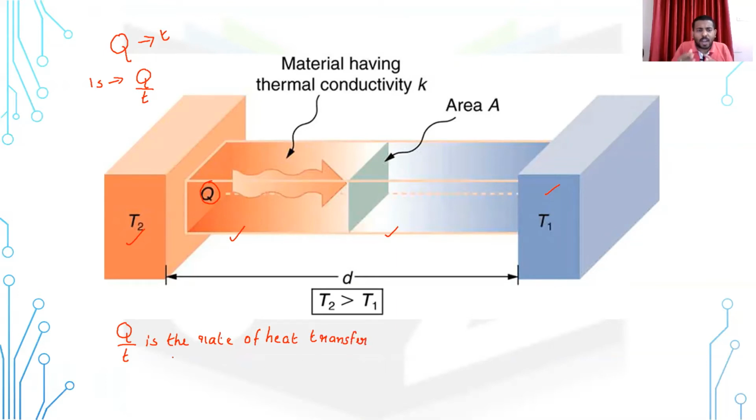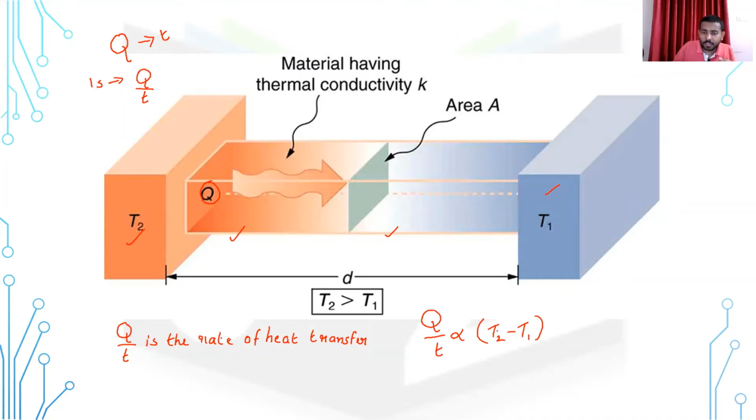So what are the factors that Q by t depends upon, or how much heat is transferred in a particular time? From analyzing the figure, you will understand that Q by t is directly proportional to the temperature difference, that is T2 minus T1. If there is more temperature difference, the rate of heat transfer will be more. And if there is less temperature difference, it will take more time for the heat transfer.